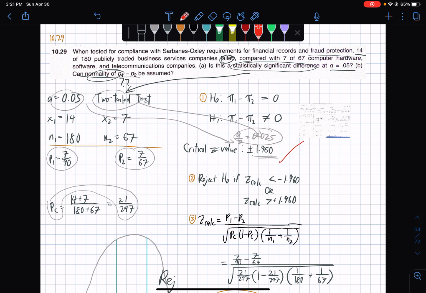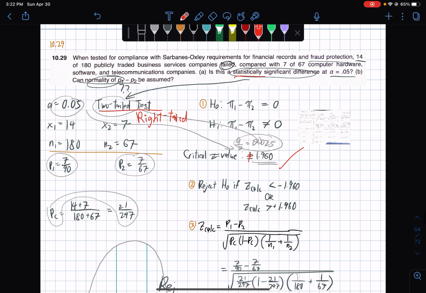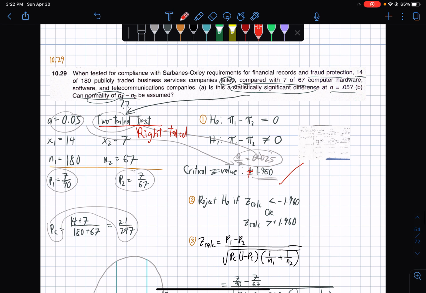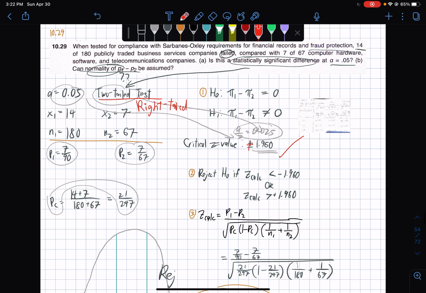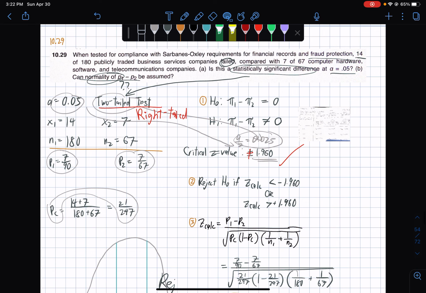I think the ebook, the answer key, says that we have to use a right-tailed test for some reason, because the critical z value should be positive 1.960. I'm not sure though. It says here statistically significant difference. It didn't say if it increased or not, right? Okay, let's try a right-tailed test this time. We'll repeat the entire process.